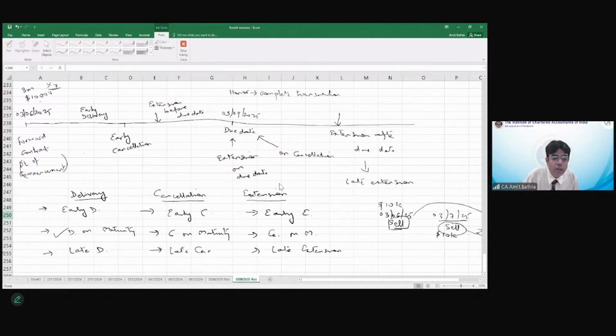Now, remember, we have 9 situations happening. So you can see if it is early delivery, then you will have to create another contract. Delivery on maturity, no problem whatsoever. Late delivery cannot happen as such, so again you are going to have a new contract coming in, just like we did right now with early delivery. Late delivery also leads to the same thing.